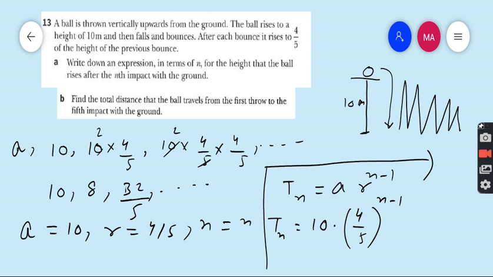But students, look carefully at the word. Write down this part A. Look at this part. What they want is: write down an expression in terms of n for the height that the ball rises after the nth impact. That means after the first impact, after the second impact, after the third impact, after the fourth impact.